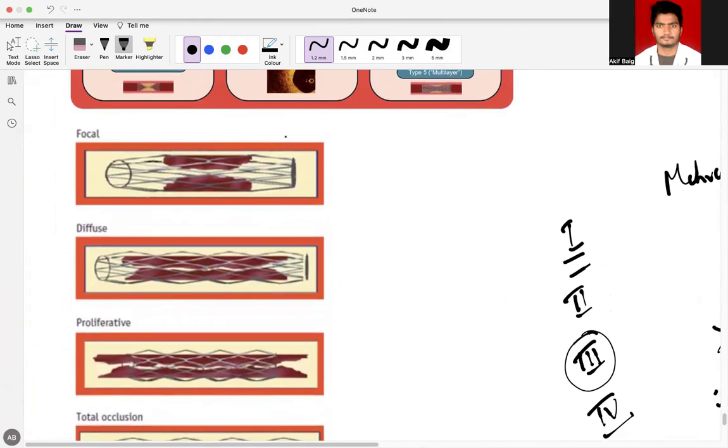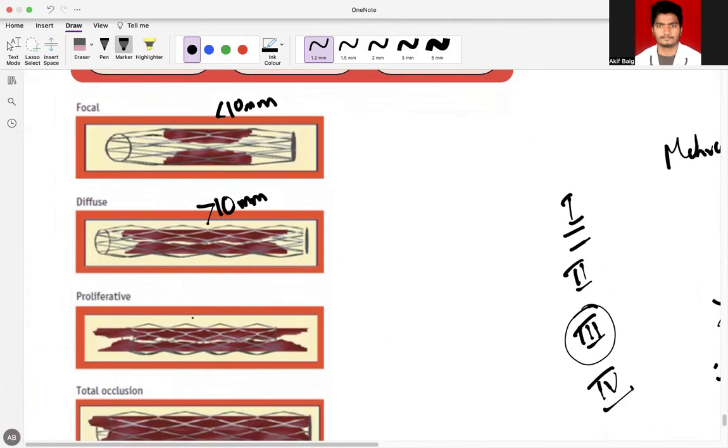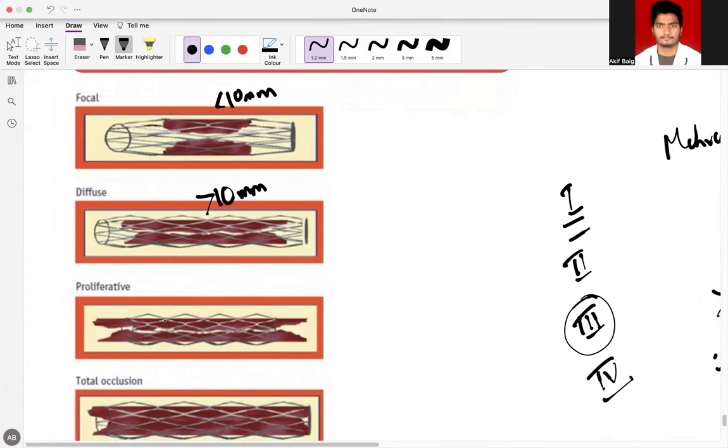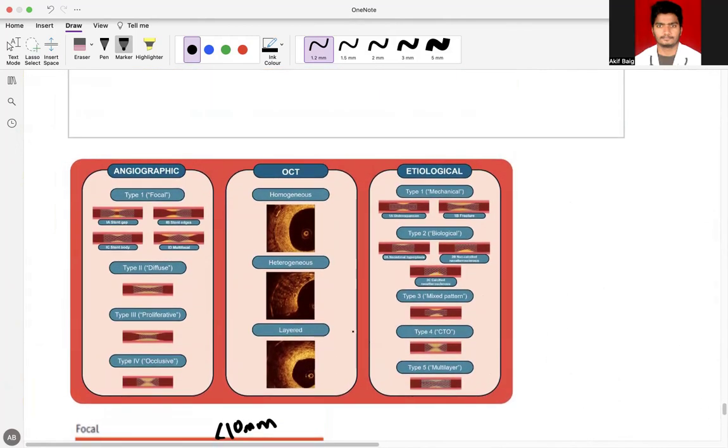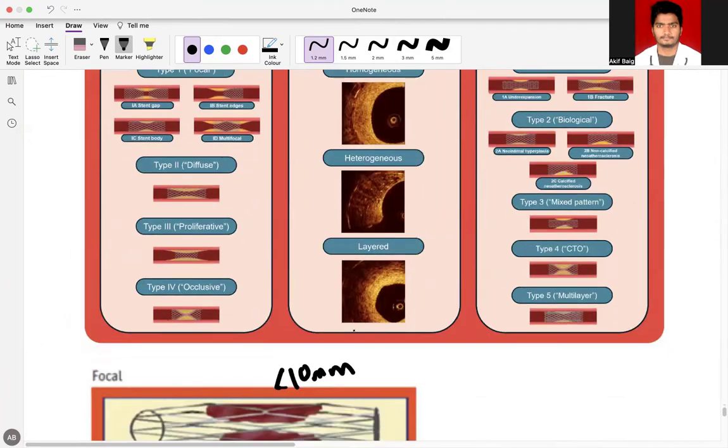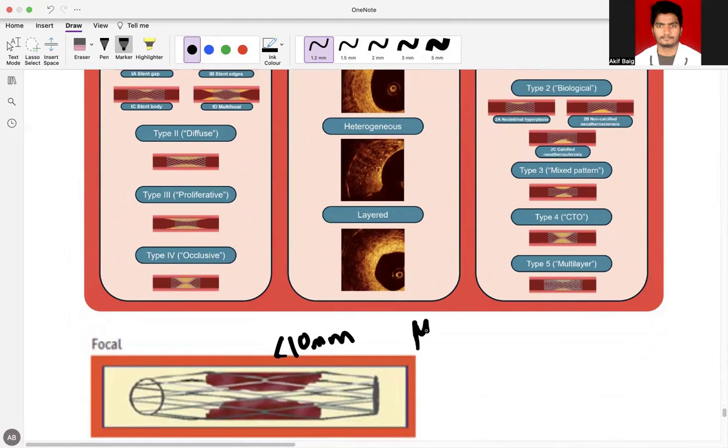So you can see it is either focal, that is less than 10 millimeters. Diffuse is more than 10 millimeters, but that is grade 2, that is within the stent only. Proliferative is when some part has gone outside of the stent, but it is not occlusive. And grade 4 is total occlusion. There are some other classifications as well. This Mehran classification is basically angiography based.